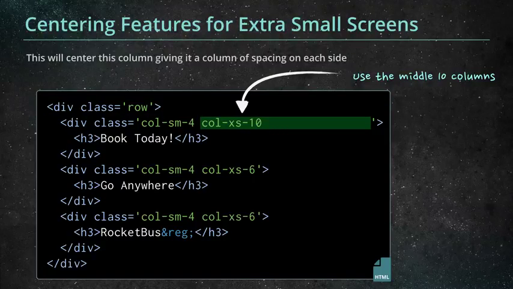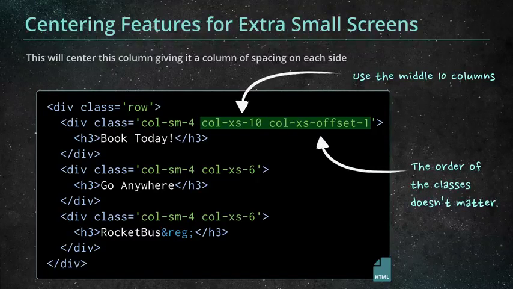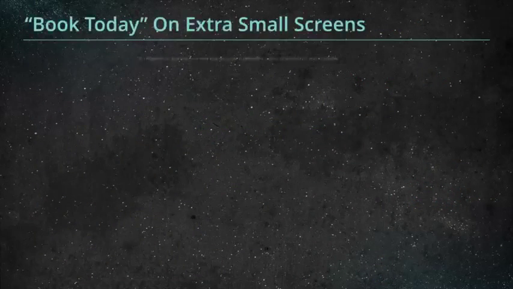In order for it to take up the middle 10 columns, we need to give it a column of padding on the left. To do that, we can use an offset of 1 that only is applied for extra small devices. Remember, the order that we add these classes to our HTML doesn't matter. Let's check this out on an extra small device.